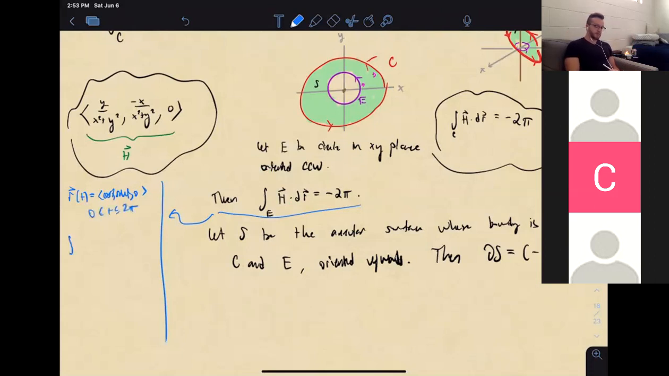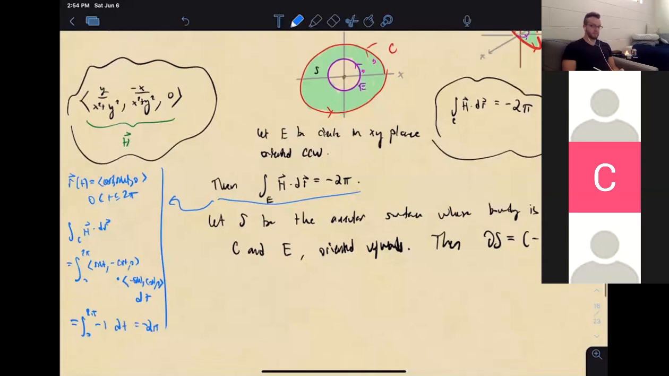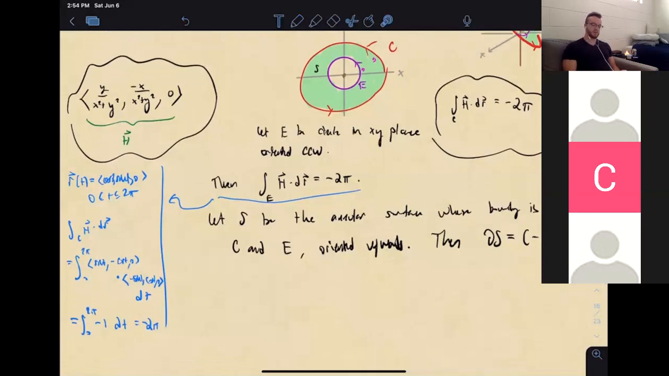0 to 2 pi. And so what does this integral turn into? This is going to be 0 to 2 pi. What is the vector field here? The denominator is 1, because we're on a circle. Y is sine of t. Negative x is negative cosine t, 0. And then dot r prime is negative sine cosine 0 dt. So you get negative sine squared minus cosine squared, which is negative 1. So you get negative 2 pi. So that was a little fast, but that was the computation there.